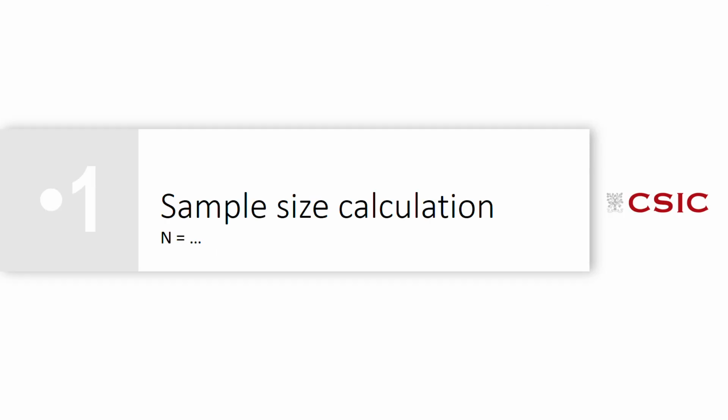So the sample size calculation refers to the famous N, so how many individual samples or animals you need per group, or if you have a single group, in that group, to be able to show that the differences that you are seeing in your experiment are statistically significant.